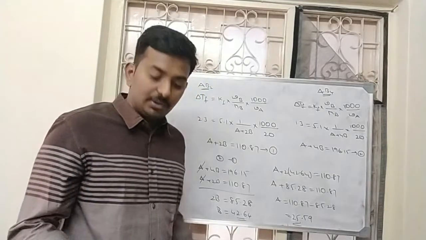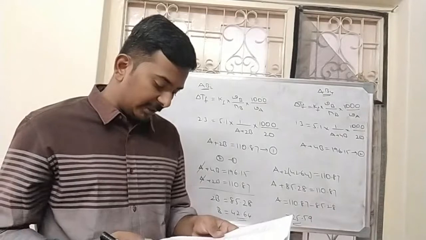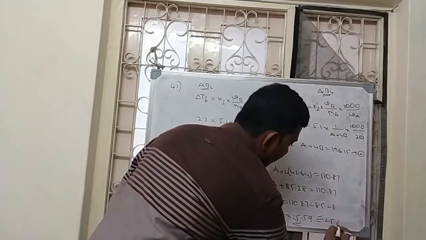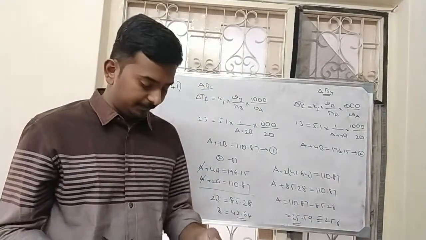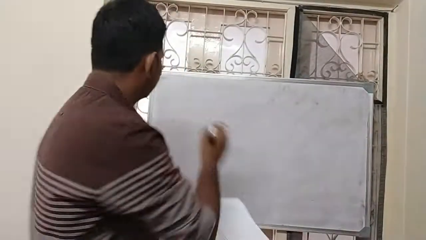Atomic mass of B is 42.64. So the answer will be option A. 25.59 means approximately 25.6. So 25.6 and 42.6 will be the answer. So it is option A. Coming to the next question, question number 42.